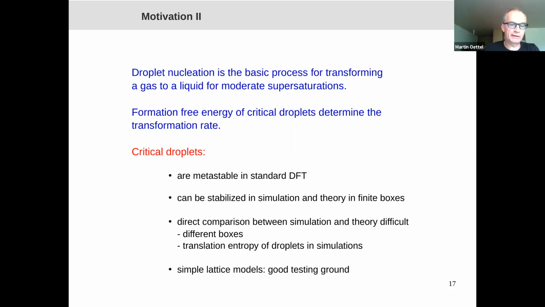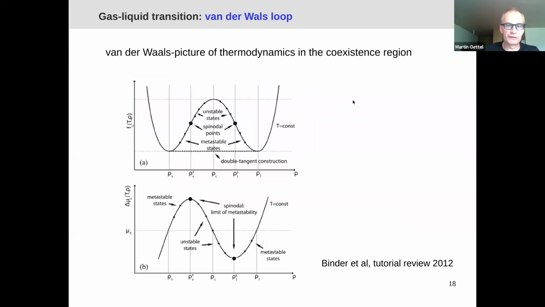Up to now, a direct comparison between simulation and theory was difficult because of the use of different boxes, and also because simulation has a residual translation entropy of the droplets, which is a bit hard to get or to subtract from the results. And actually, simple lattice models seem to be a rather good testing ground for advancing this comparison, I would say. So first, the standard van der Waals picture of thermodynamics in the coexistence region looks like that.